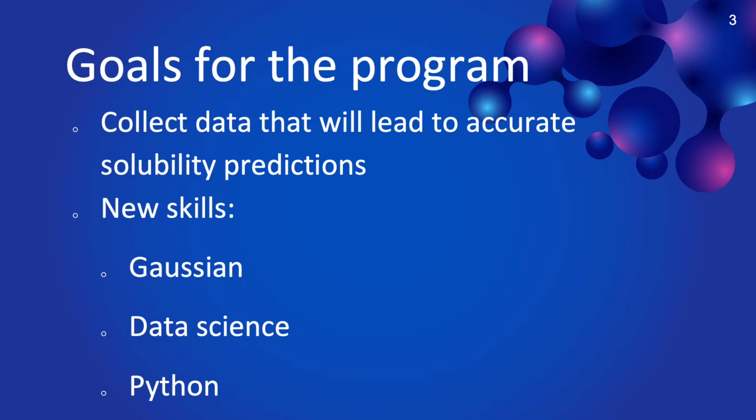The overall goal of this program was to create a solubility model. To achieve that goal, we were going to be collecting a bunch of data and then trying to draw conclusions from that data. I go into more detail about the rough outline of this process in a few slides, beginning on slide 5. In addition to the overall goal and end product that we wanted, there were also many new skills that I'd be acquiring, such as familiarity with Gaussian, as well as an introduction to data science and to Python.